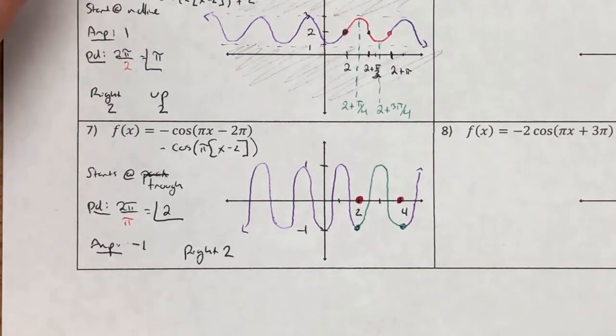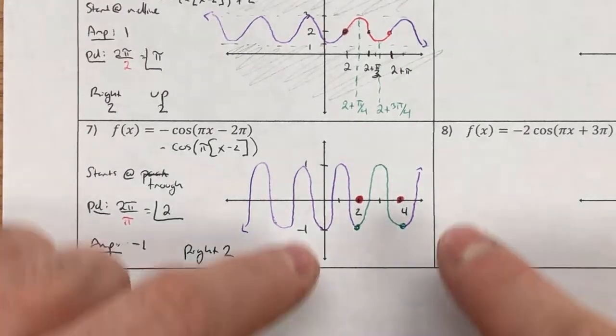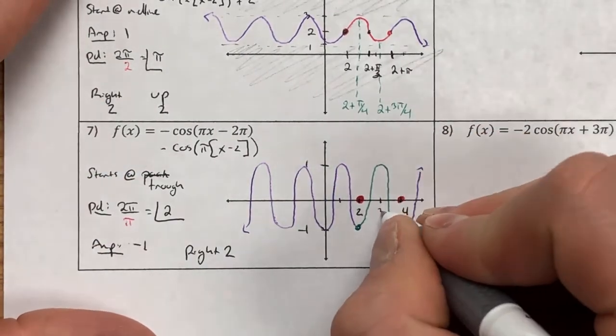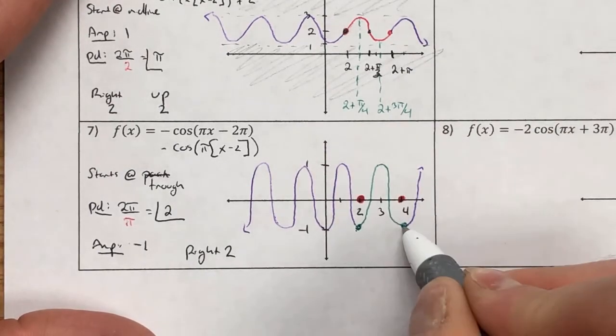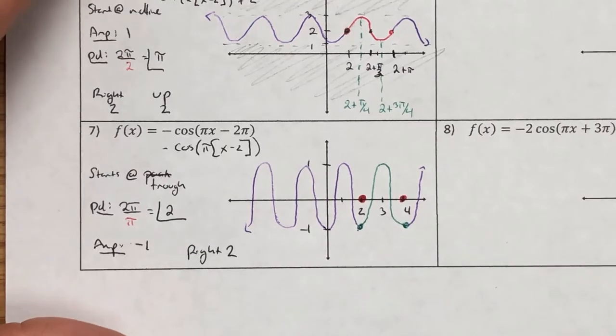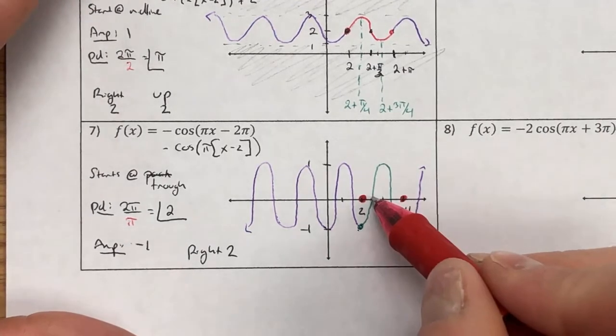So now that we've gotten that, we just need to label our points. We already have our start and our stop point, which means that we already have our middle point right here labeled. I know that my minimum and my maximum are going to happen at 2, 4, and then at 3. All we need to do is figure out what these middle points are.